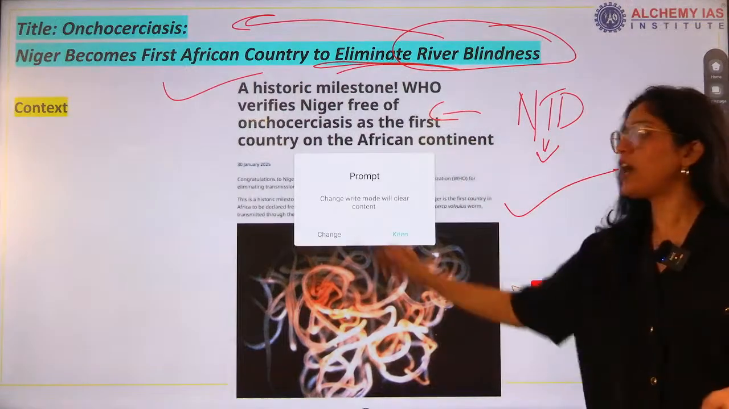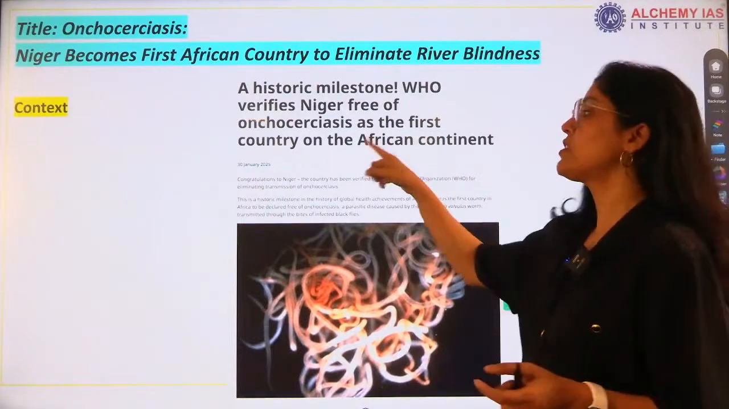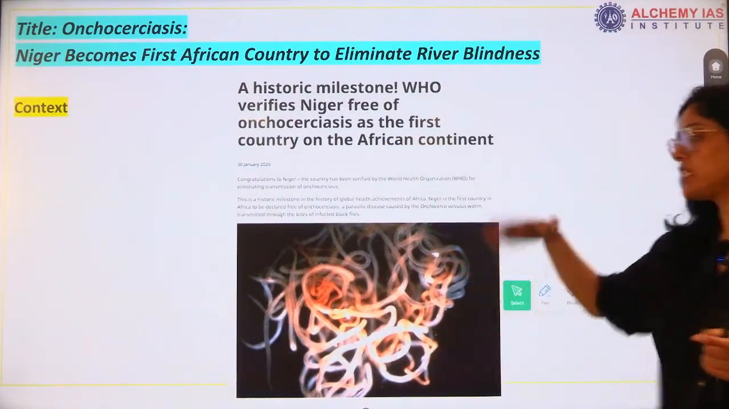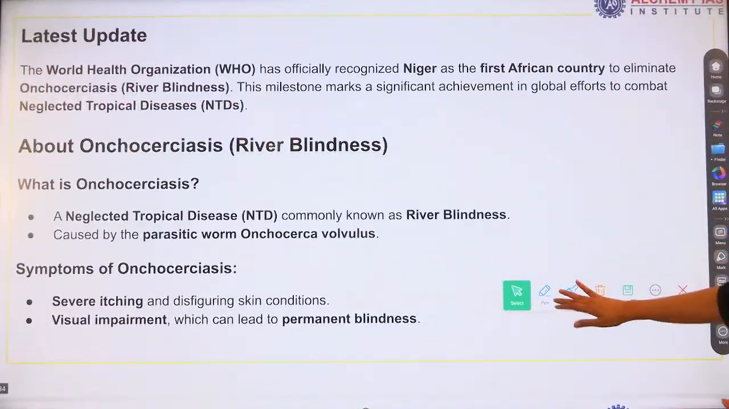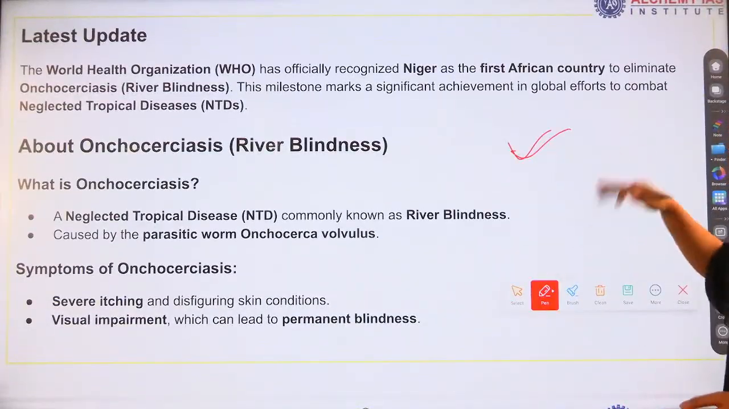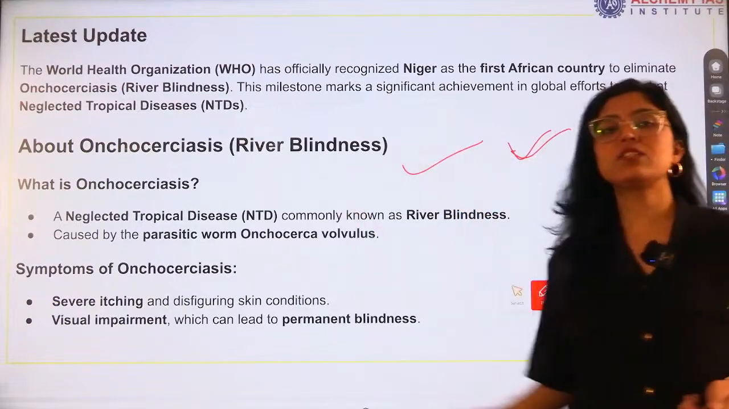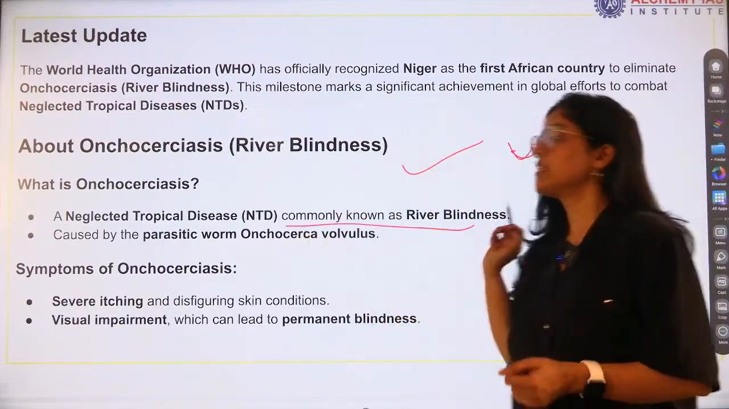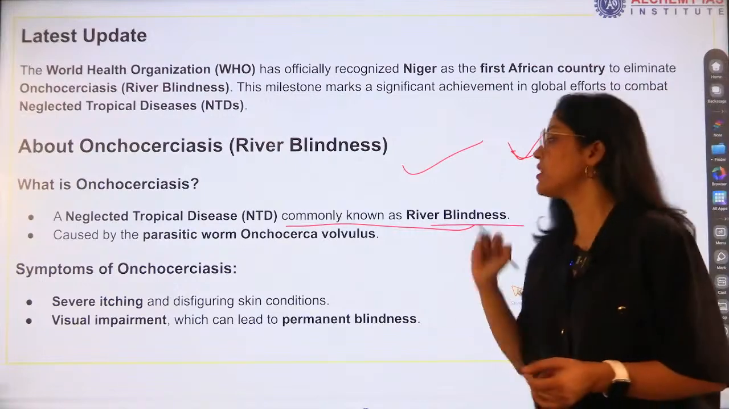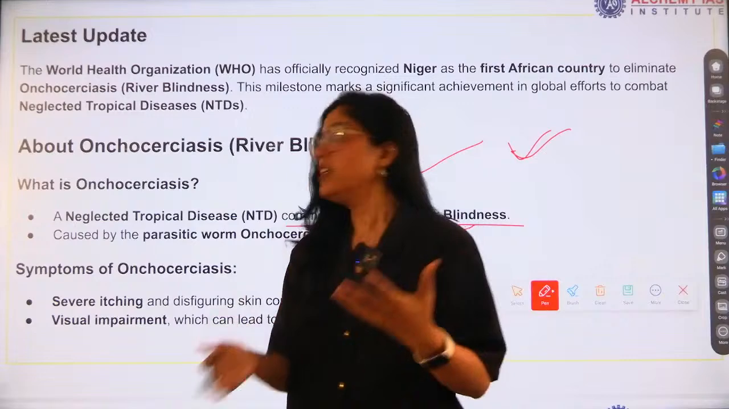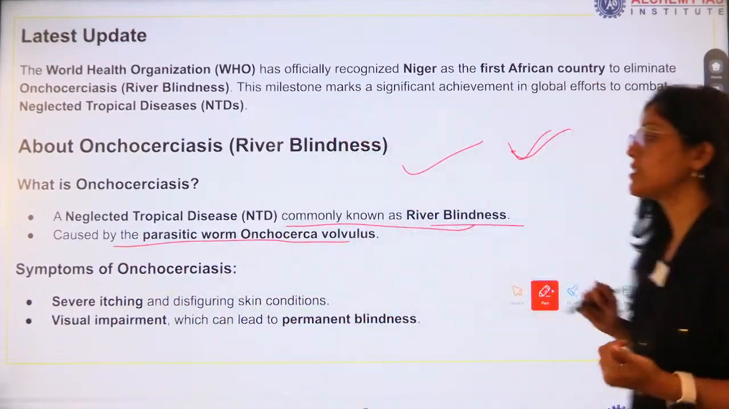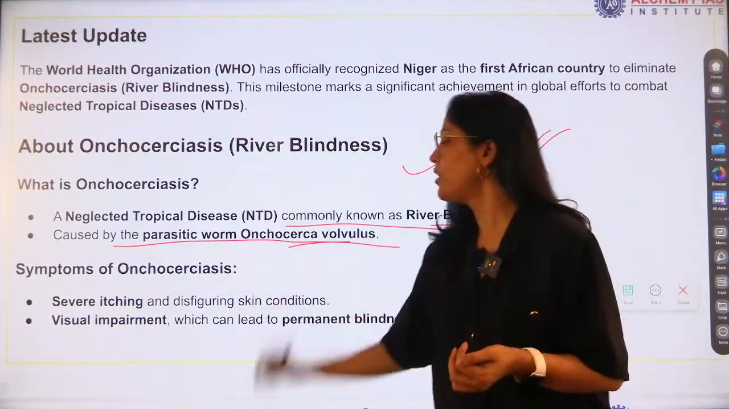As the first country on the African continent which has eliminated this disease, it becomes important. The World Health Organization has officially recognized Niger. Now, what is this onchocerciasis? It is a neglected tropical disease commonly known as river blindness. So what happens because of this? River blindness is caused by the parasitic worm Onchocerca volvulus.